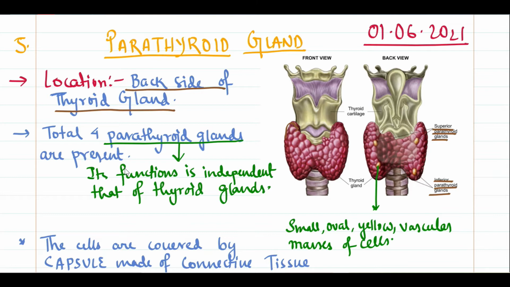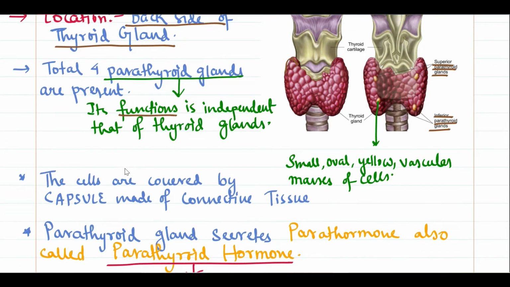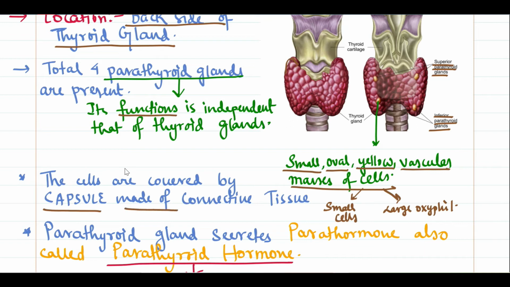Now, the parathyroid glands may be present on the back side of the thyroid gland, but the functions of the parathyroid gland are not controlled by the thyroid gland. These parathyroid glands are generally small, oval in shape, yellow, vascular masses of cells. These cells can be classified into small chief cells and large oxyphil cells. The cells are covered by a capsule to protect them, and this capsule is made up of connective tissue.